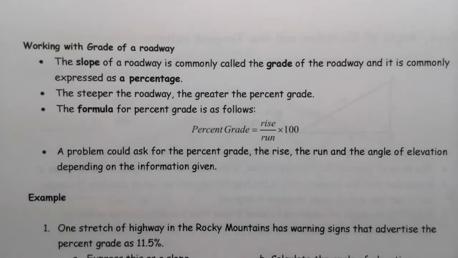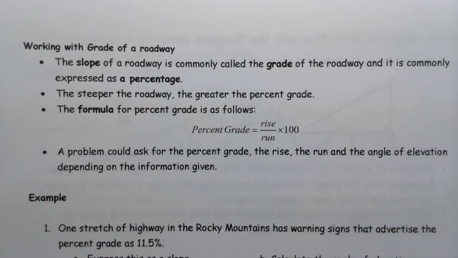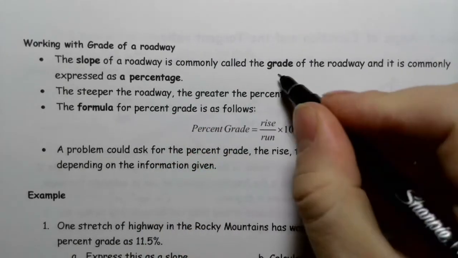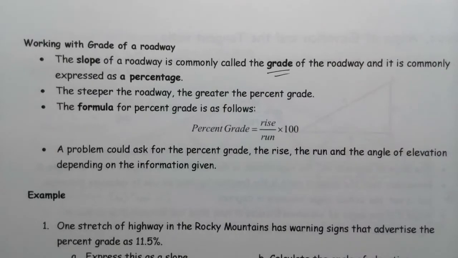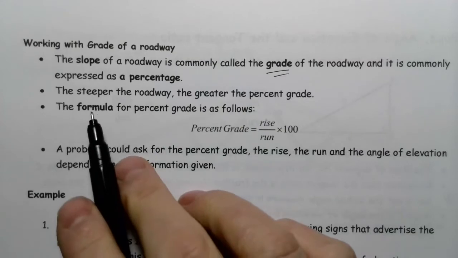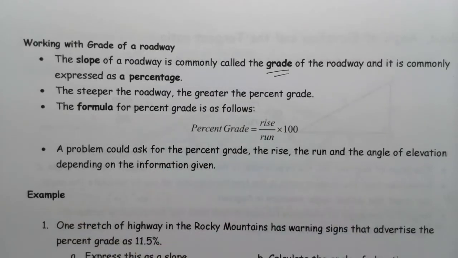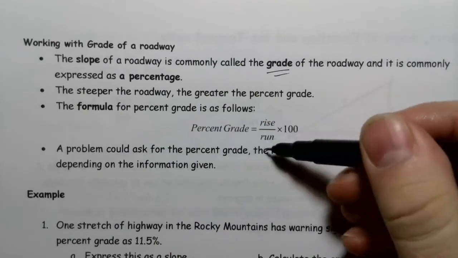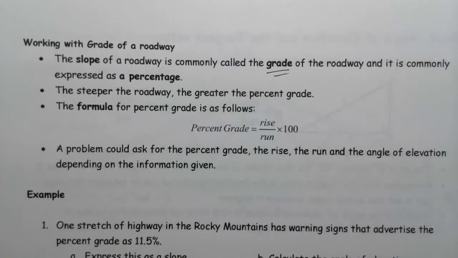So now in this lesson, what we want to do is take a look at working with the grade of a roadway. Now I've hinted at this with a couple of the problems we've looked at before. Now we want to look very specifically at it. So the slope of a roadway is commonly called the grade of the roadway, and it's usually represented as a percentage, just like I'd suggested before. So the steeper the roadway, the greater the percent grade. So percent grade is rise over run, slope, multiplied by 100. That's all we're doing. We're converting the slope into a percentage.